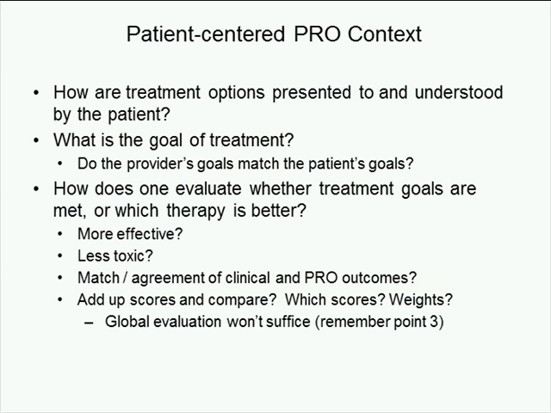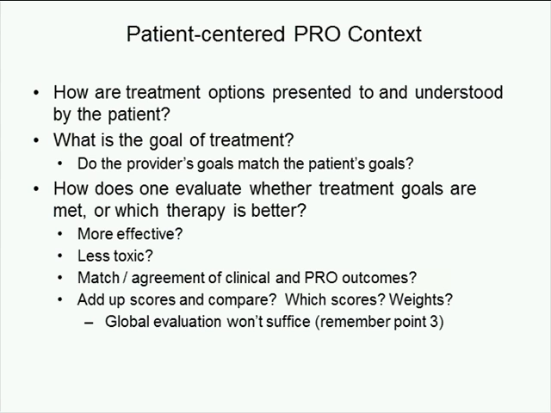But it's worth asking and finding out and determining the extent to which that's the case, because if they don't, the patient's outcomes are going to be more driven by the patient's expectations and goals than they are going to be by the provider's goals. And finally, how does one evaluate whether treatment goals are met or which therapy is better? Do we look for the therapy that's more effective on a clinical parameter, such as tumor response or progression-free survival? Or do we look for a therapy that's less toxic, with an assumption, perhaps proven, at least demonstrated in the trial, that the clinical endpoints are similar or not significantly different from one another? Then we might pick the treatment that has less or fewer side effects.